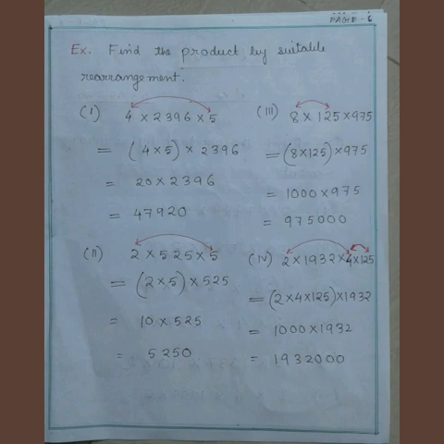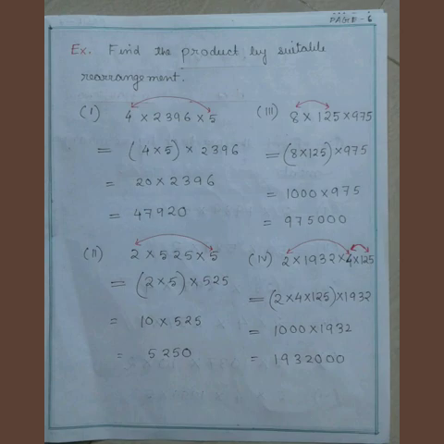Question number 2, 2 into 525 into 5. So let us make a group of 2 and 5, that is 2 into 5, which will give us 10. Multiplication with 10 to any number is very easy. 10 into 525, which will give 5250.